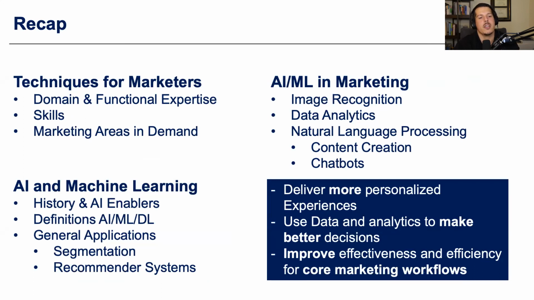in digital marketing. And then AI and machine learning specific, we have learned about the history and AI enablers, the definitions, the general applications, and also the applications in marketing. So just some refreshers here: the image recognition, data analytics, natural language processing, content creation, chatbots. A lot of ground covered, but we just scratched the surface here, because you get the full insight, everything there in that course. And lastly, why are we doing all of these?